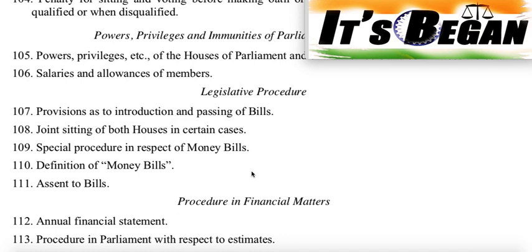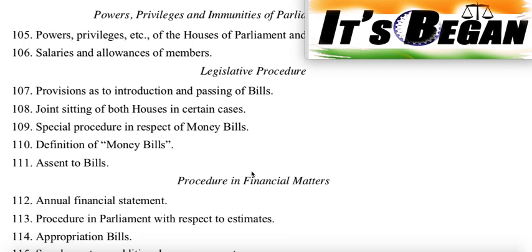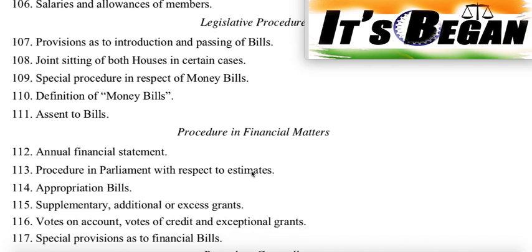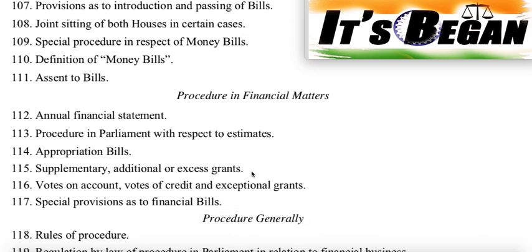Article 112 Annual Financial Statements. Article 113 Procedure in Parliament with respect to estimates. Article 114 Appropriation Bills. Article 115 Supplementary, Additional or Excess Grants. Article 116 Votes on Account, Votes of Credit and Exceptional Grants. Article 117 Special Provisions as to Financial Bills.